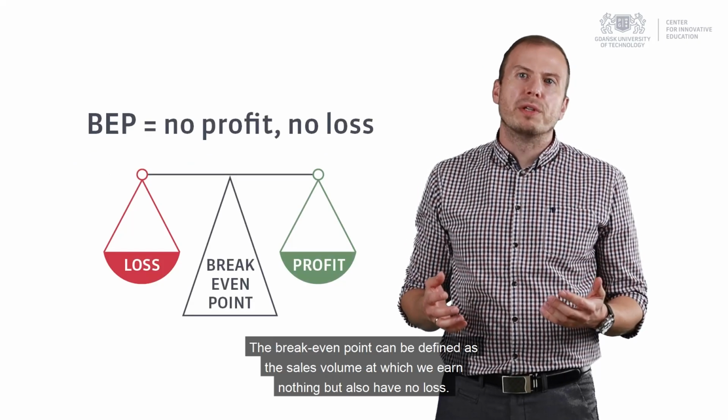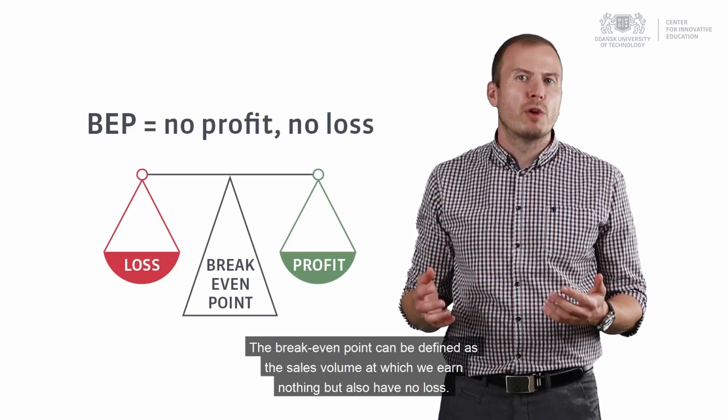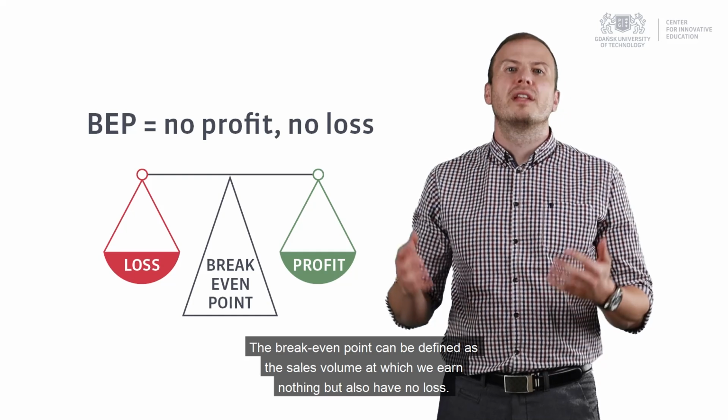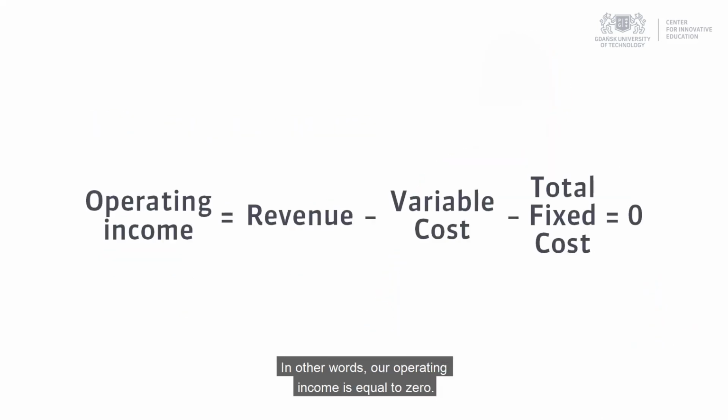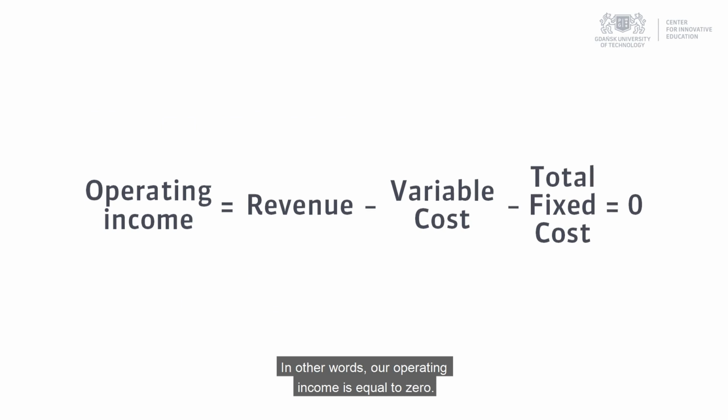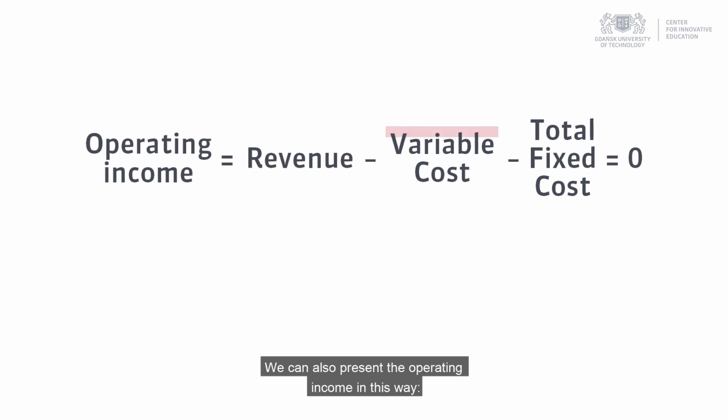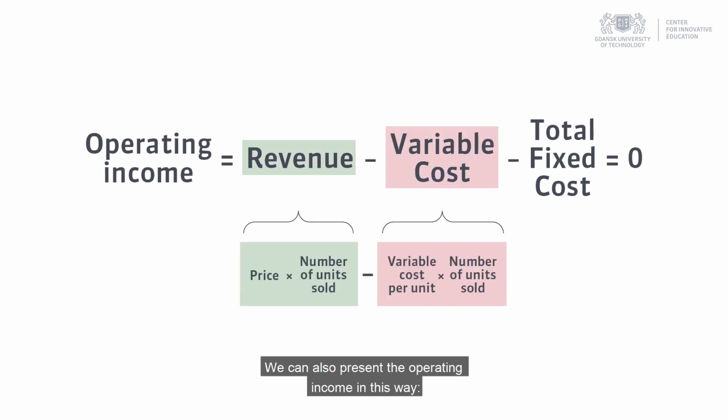The break-even point can be defined as the sales volume at which we earn nothing, but also we have no loss. In other words, our operating income is equal to zero. We can also present the operating income in this way.